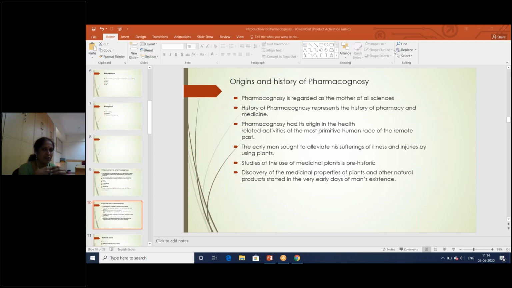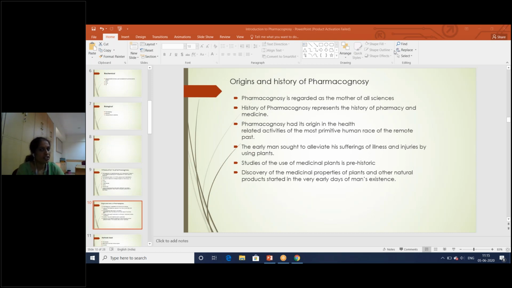So, origin and history of pharmacognosy. Pharmacognosy is regarded as the mother of all sciences. Without pharmacognosy, we would probably not have got any allopathic drug. History of pharmacognosy represents the history of pharmacy and medicine. If you read the history of pharmacognosy, you are reading the history of pharmacy, and also the history of medicine. If somebody has gone to MBBS, ask what history of medicine they study. They say, once I complete this, I'll start the history of medicine. It is the same as the history of pharmacognosy I'm telling. They tell it as the history of medicine, but we tell it as the history of pharmacognosy. History of pharmacognosy is the basis for the history of medicine.